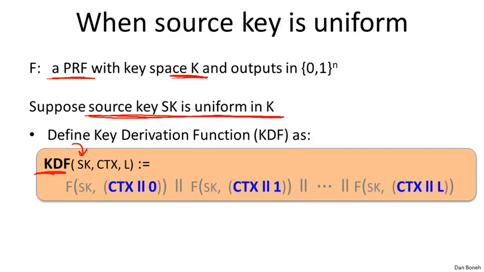It would take as input the source key. It would take as input a parameter called context, which I'm going to describe in just a minute, and then it's going to take a length input as well. And then what it will do is it will basically evaluate the PRF on 0. Then it will evaluate the PRF on 1. Then it will evaluate the PRF on 2, up until L. And we'll talk about what this context is in just a second.